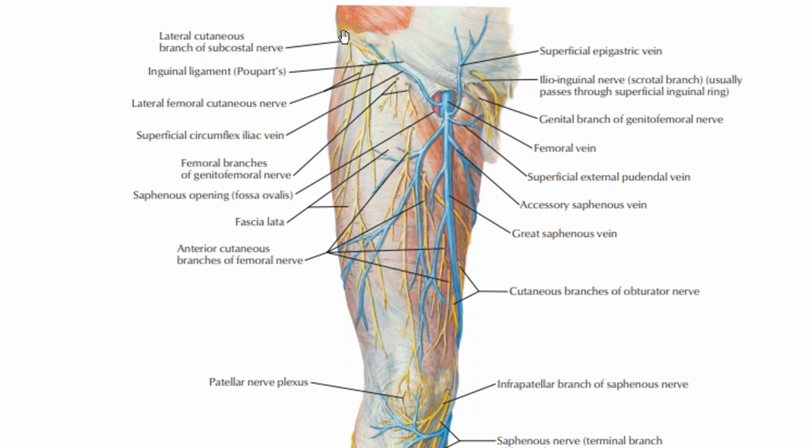This is the lateral cutaneous branch of the subcostal nerve in the uppermost and lateral part of the thigh. Then in the lateral part of the thigh we have the lateral femoral cutaneous nerve. Just below the inguinal ligament we have femoral branches of the genitofemoral nerve. Then in the anterior part of the thigh, these are the cutaneous branches from the femoral nerve. Whereas in the medial part of the thigh, an oval area is supplied by the cutaneous branches of the obturator nerve.